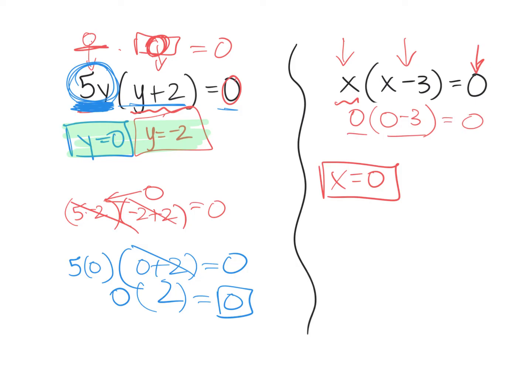And then inside the parentheses, I'm going to think, well, what would make this equal 0 inside here? Well, what if it was a 3? Right? Because if I had 3 minus 3, that's 0. And then 0 times that is 0. So my second solution is x equals 3. So those would be my two solutions to that equation.